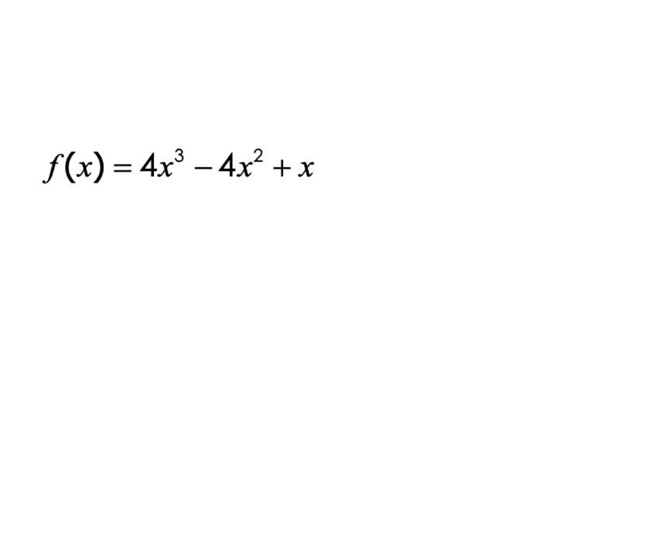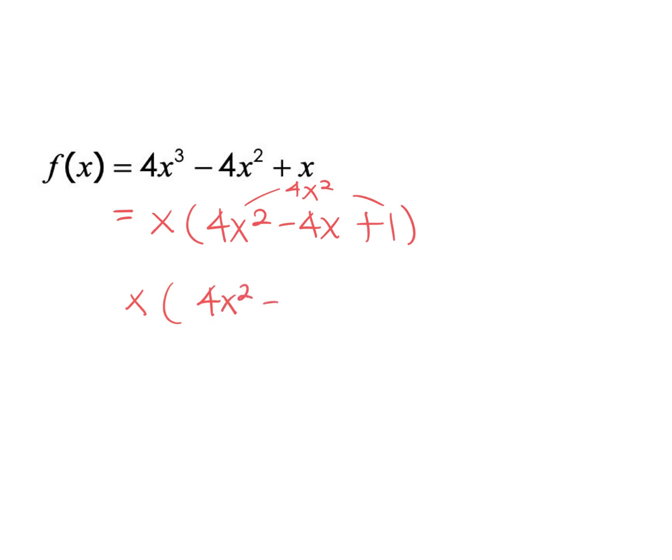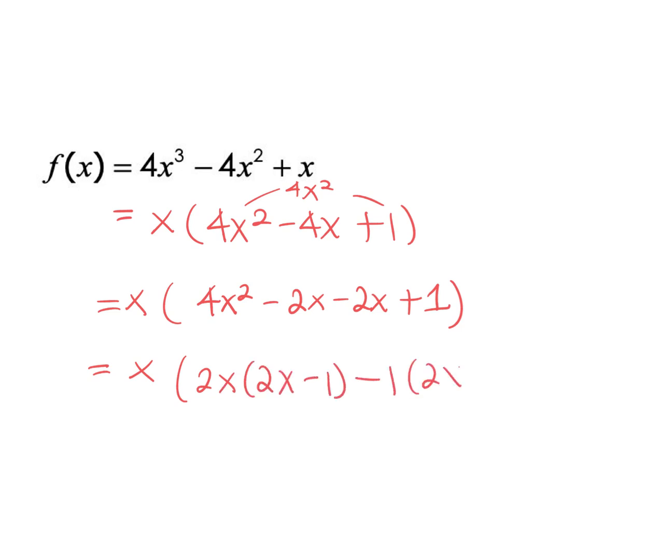Here we have 4x to the 3rd power minus 4x squared plus x. So we first factor out an x again. So we get 4x squared minus 4x plus 1. So then we have to multiply these first two terms together. We get 4x squared. So then we rewrite this as x times 4x squared minus 2x minus 2x plus 1. Again, this is all steps on how to factor. If you need more help, please go to 0.3 for that. So then you have 2x, and then 2x minus 1 times 2x minus 1. And then this factors as x times 2x minus 1 times 2x minus 1.